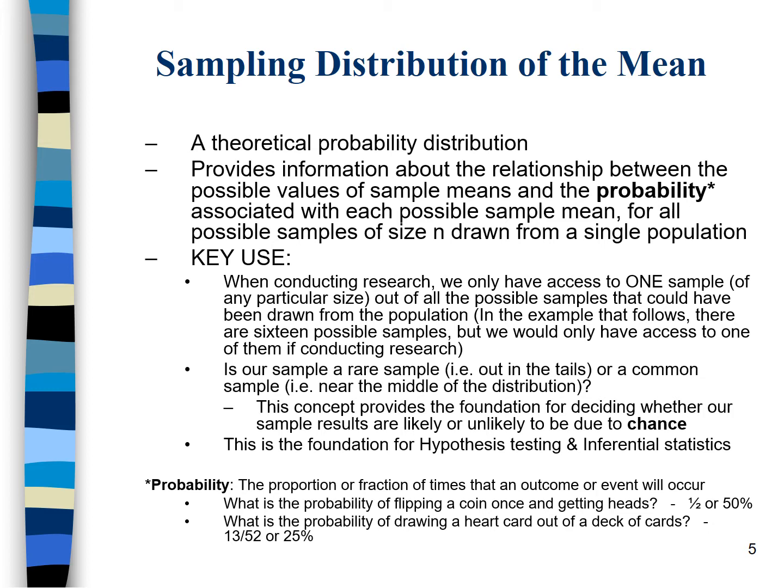And so in its simplest sense, probability is the proportion or fraction of times that an outcome or an event will occur. So if we have a coin, there's a heads and there's a tails. What's the probability of flipping a coin once and getting heads? Well, there's two possible outcomes, heads or tails. So it's a 1 out of 2 chance, which is 50%.